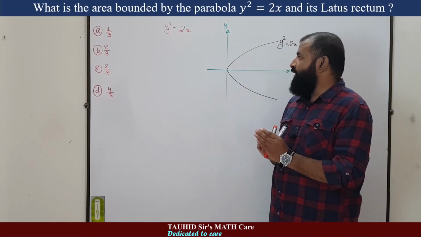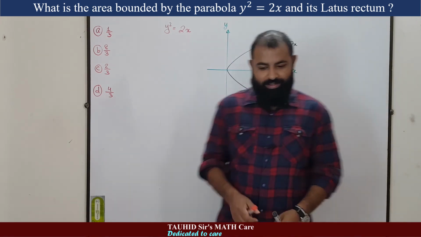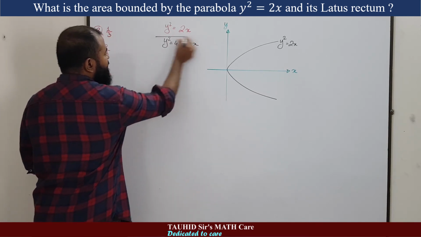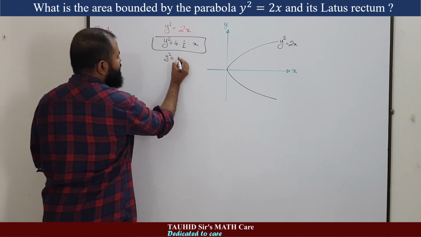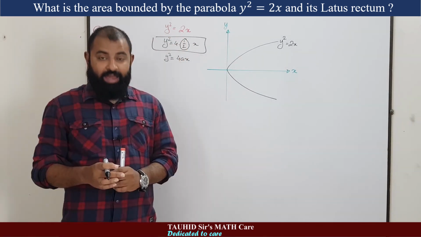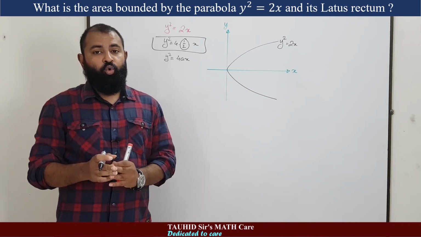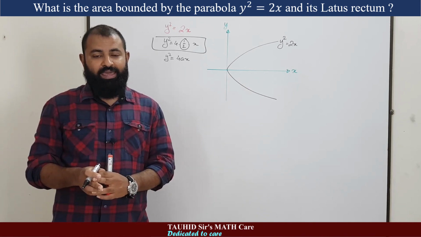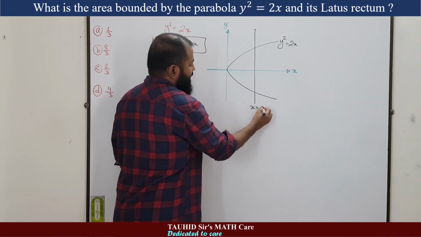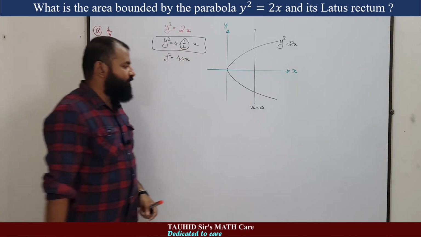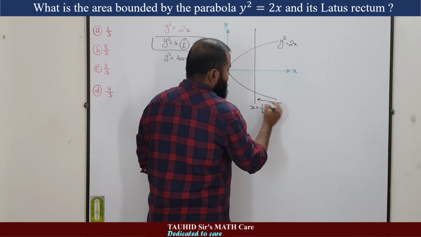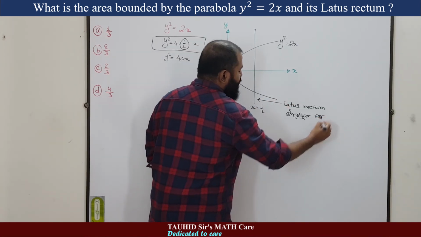You are given a parabola here, y square equal to 2x. We can write it as y square equal to 4 into half into x. You know the equation of a parabola is y square equal to 4ax. So the value of a is half here. And the equation of latus rectum, which is pronounced in Bangla as upokendrik lombo, is x equal to a. Here the value of a is half. That means we will write x equal to half. This is the latus rectum or upokendrik lombo.